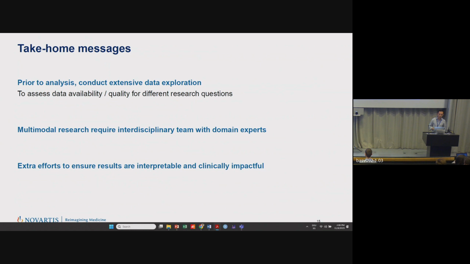And then in the end, because of the complex data structure and the heterogeneity within it, there are extra efforts required to ensure the end results are interpretable and clinically meaningful for the patients and for the doctors.